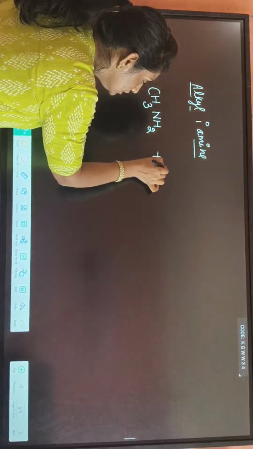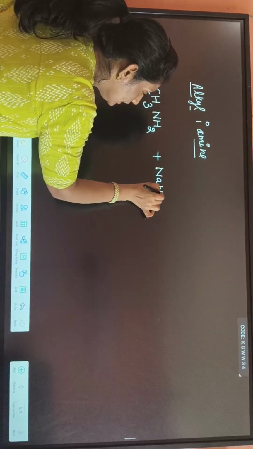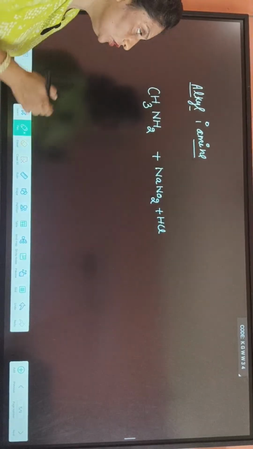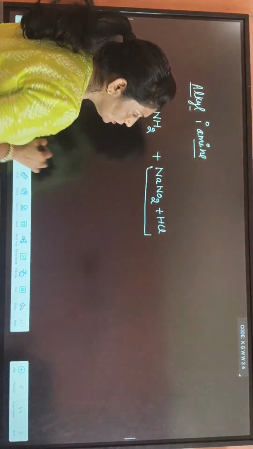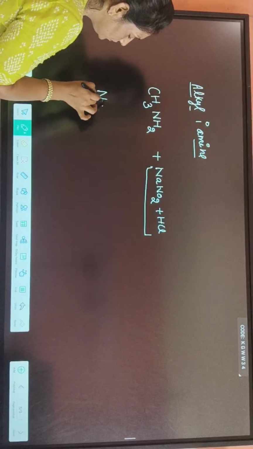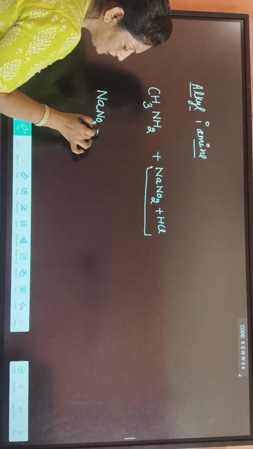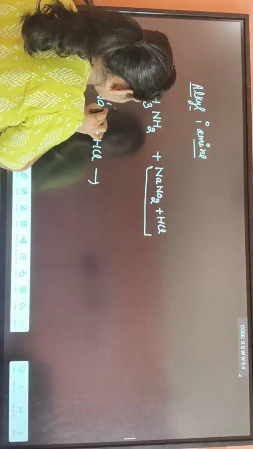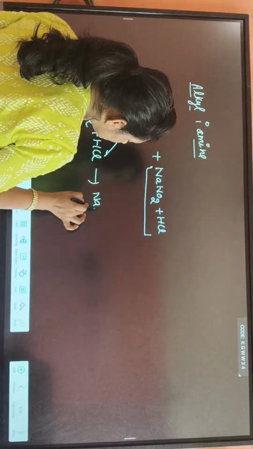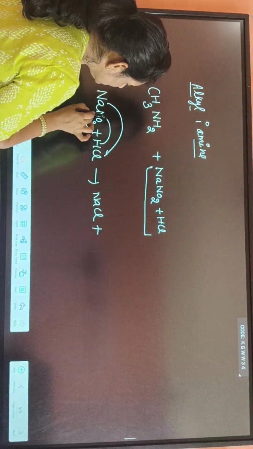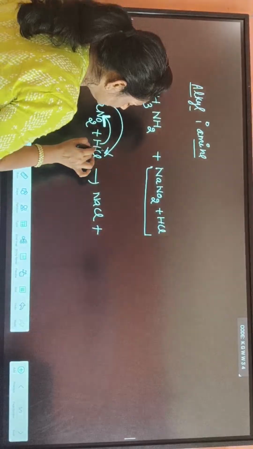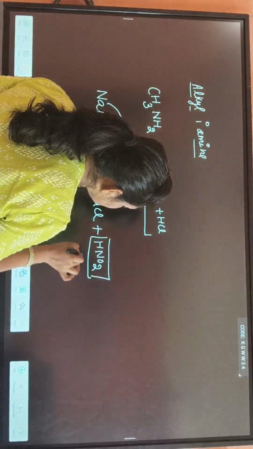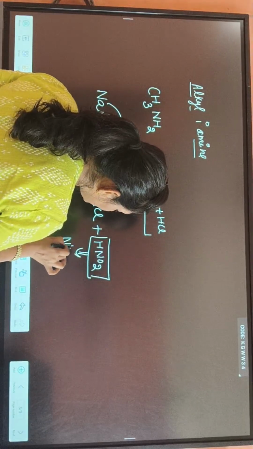If you react with nitrous acid, student, you make nitrous acid in situ. During the reaction you will add sodium nitrite plus HCl. Then during the reaction, by double displacement reaction, you will get NaCl plus HNO2. Okay. So student, this HNO2 is the nitrous acid.